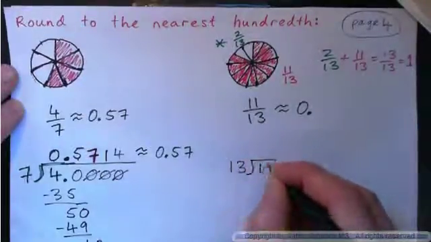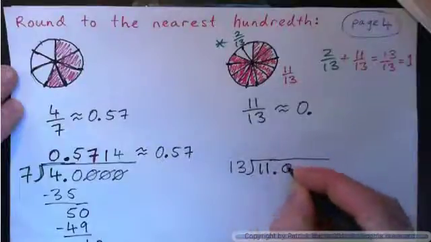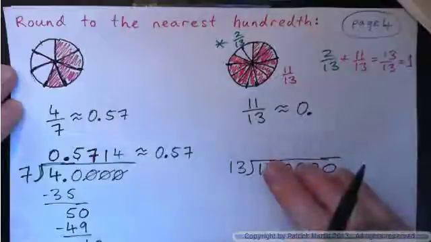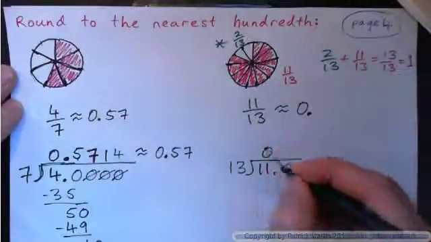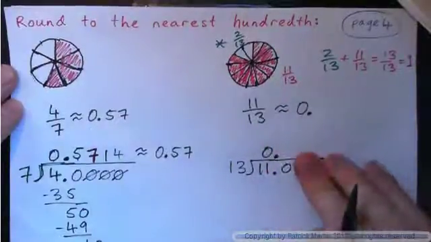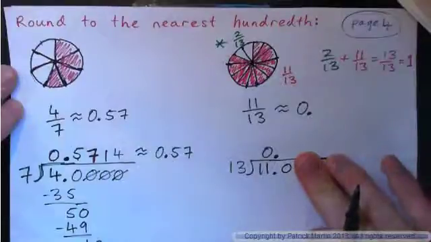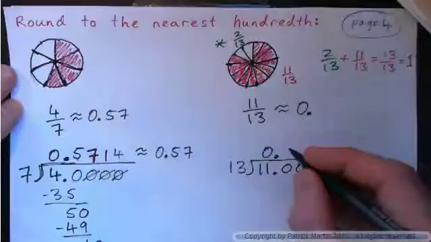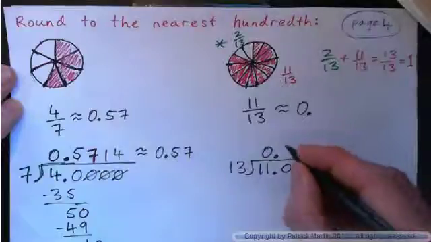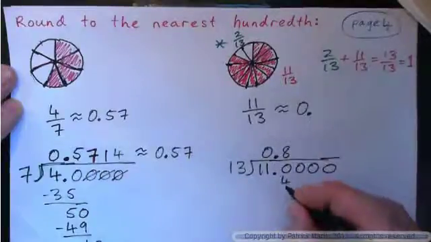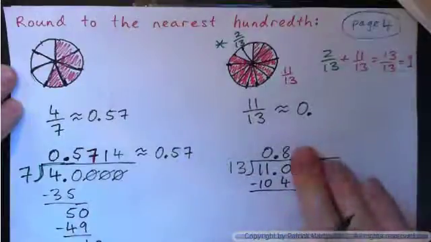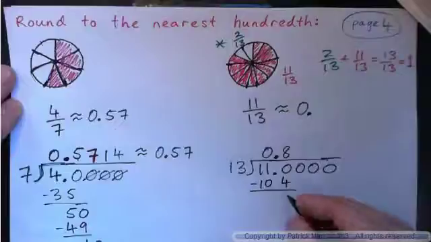13 into 11. I must write the 11 as 11.000, as many zeros as I like. 13 into 11 goes 0 times. Put the decimal point up here. 13 into 110. Let's see. I'm going to try 8, I guess. 8 times 3 is 24. Yeah, that might work. Carry the 2. 8 times 1 is 8 and 2 is 10. Subtract. 110 minus 104 is 6.